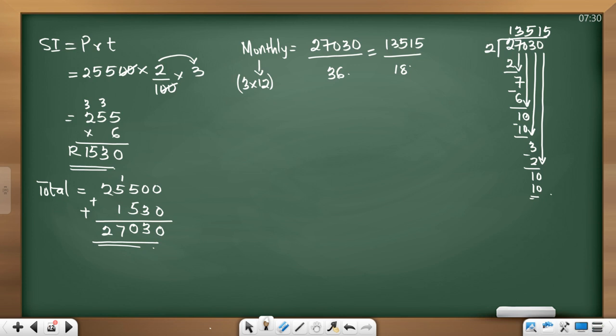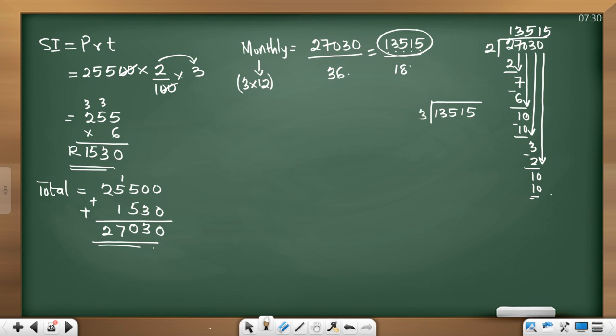We cannot divide by 2, but can we divide by 3? 1 plus 3, 4 plus 5, 9. 9 plus 1, 10, 15. So I added all of these numbers together. 1 plus 3, 4 plus 5, 9 plus 1, 10 plus 5, 15. Because 15 is divisible by 3, we can divide this by 3. So let's do it again. 1, 3, 5, 1, 5 over 3.